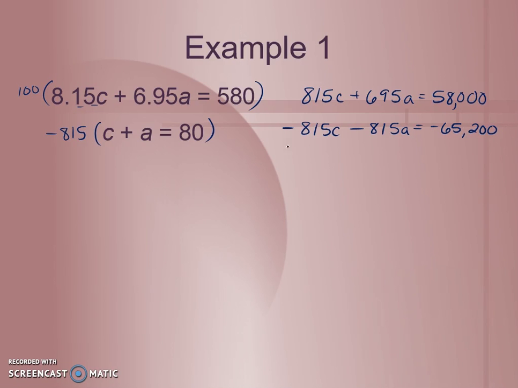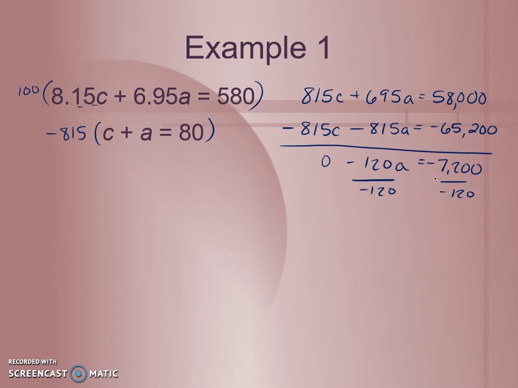Now we can use our elimination method. Just add these two lines together. Our C's cancel out. We end up with negative 120A equals negative 7,200. And then to solve, all we have to do is divide by our negative 120.